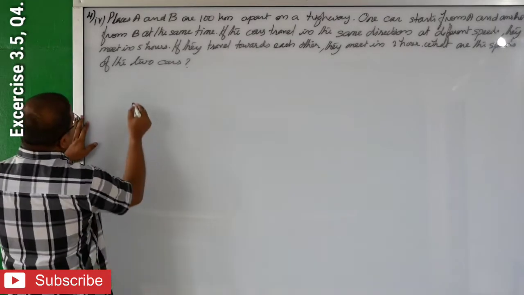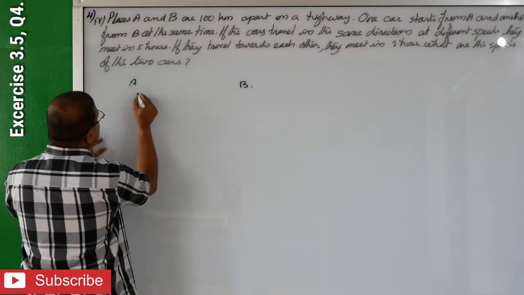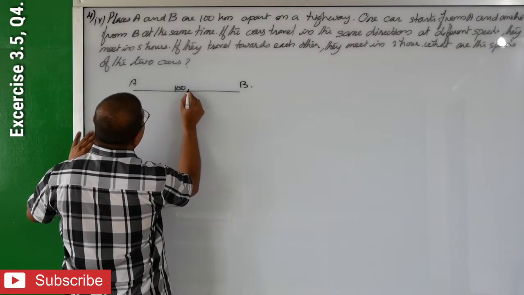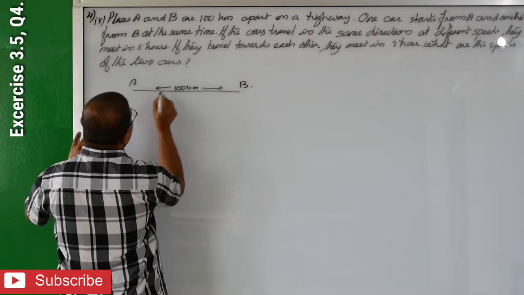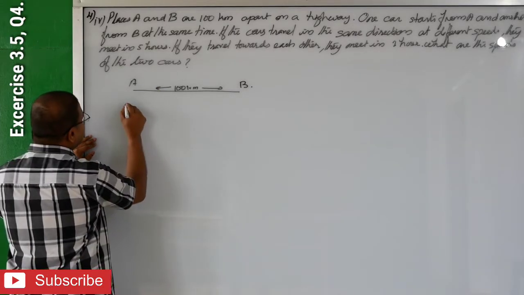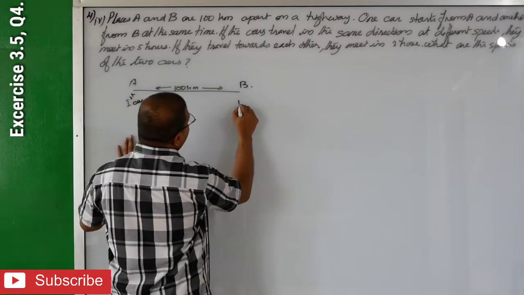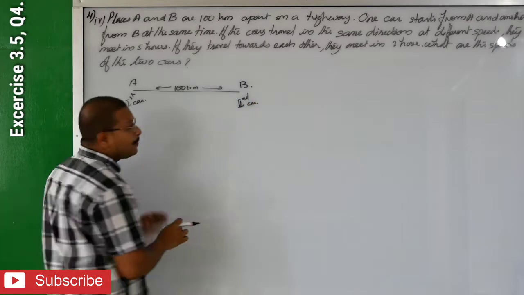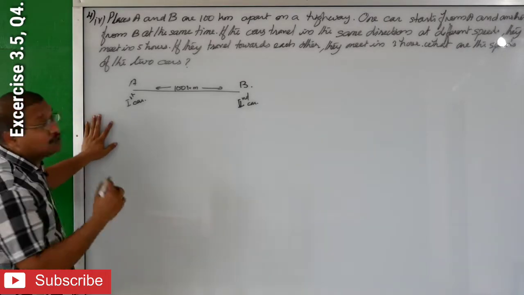There are two places, one is A and the other one is B. But of course, in between A and B, the distance is 100 kilometer. Now we are keeping the first car here, first car. Second car standing on B. After this, check the question. We want to find out the speeds of the two cars, isn't it?